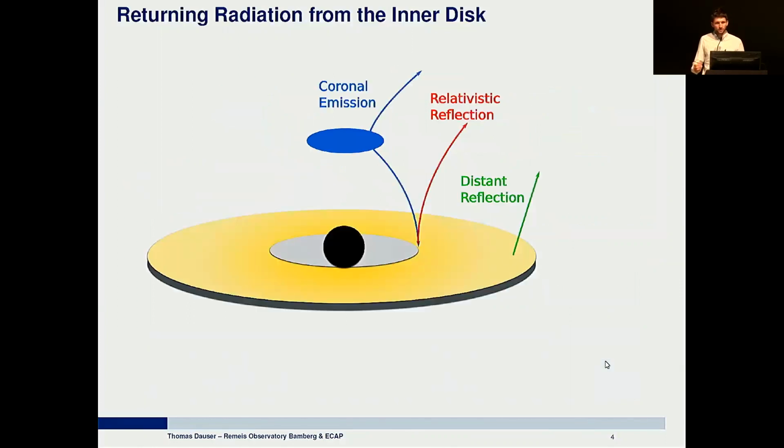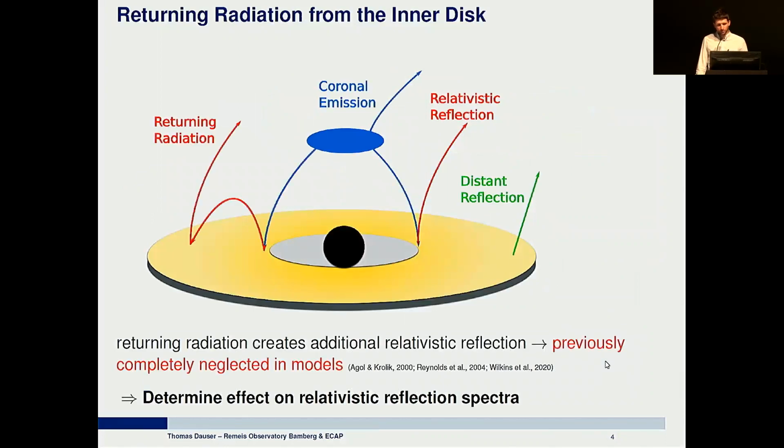So let's zoom into this picture. What I mean by returning radiation is that part of the coronal emission produces reflection, but this reflection might not go to the observer. It might be bent back to the disk, producing what you can also call secondary reflection. And this is then observed as relativistic reflection as well. It has been studied in part by a few publications before, but it's completely neglected in modeling, and the effect on relativistic reflection hasn't been looked at. So I want to show you in the next few minutes what effect it has on relativistic reflection spectra.